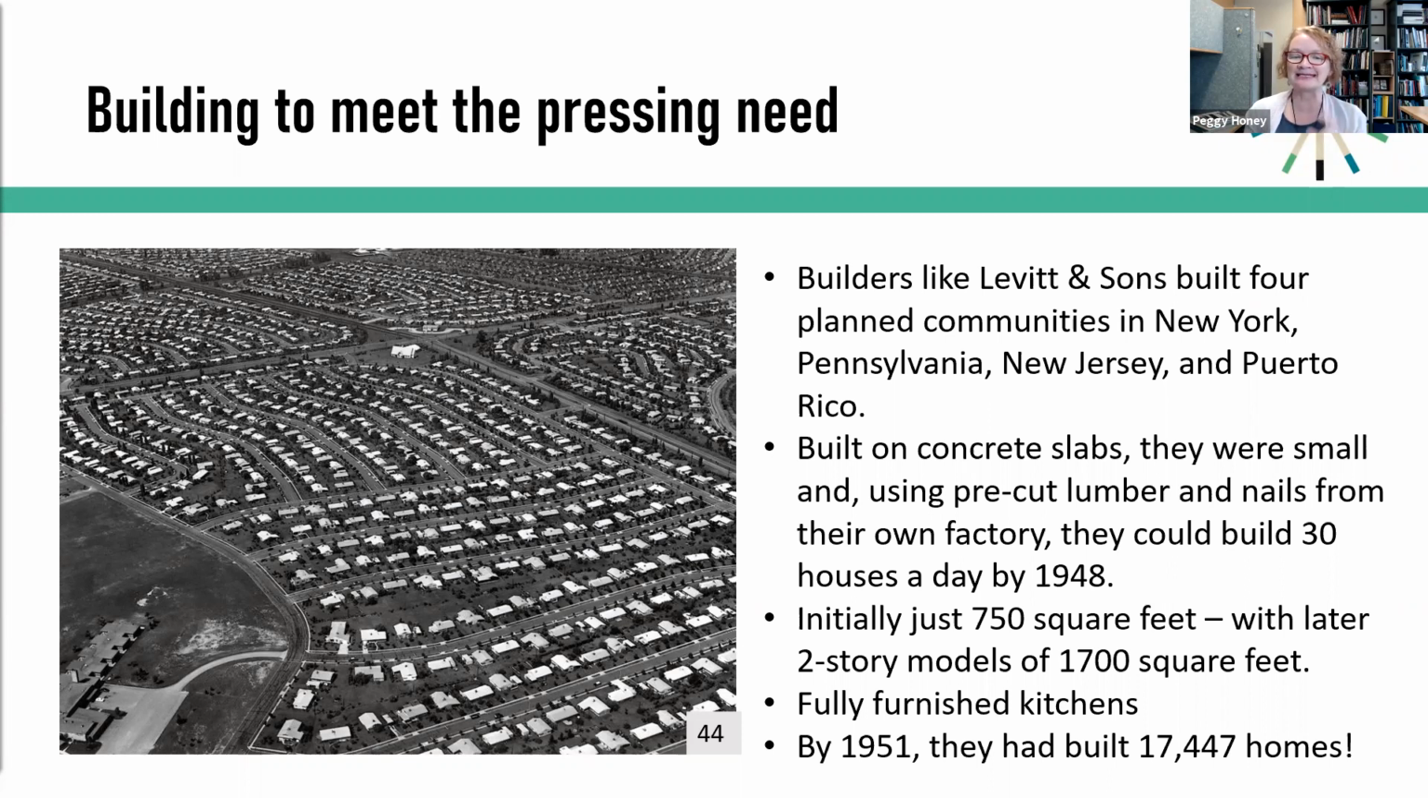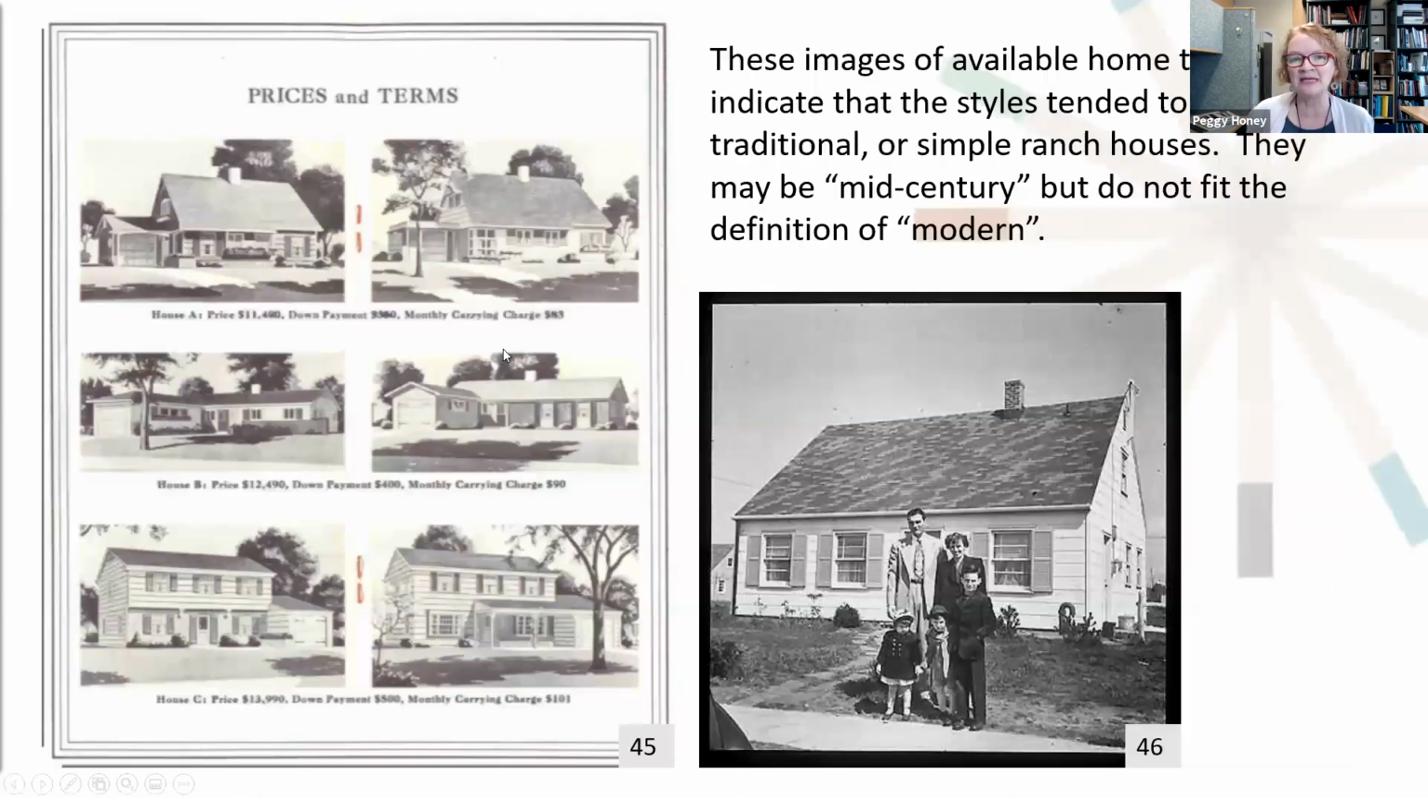But this had some really important things. It had those built-in kitchens, those cabinets with appliances included and built in. And they would often give away televisions to the people who bought the houses. So by 1951, they had built over 17,000 houses. Now, unfortunately, we know that there was a lot of racial discrimination that went along with Levittowns, but they were really important in meeting the need of housing.